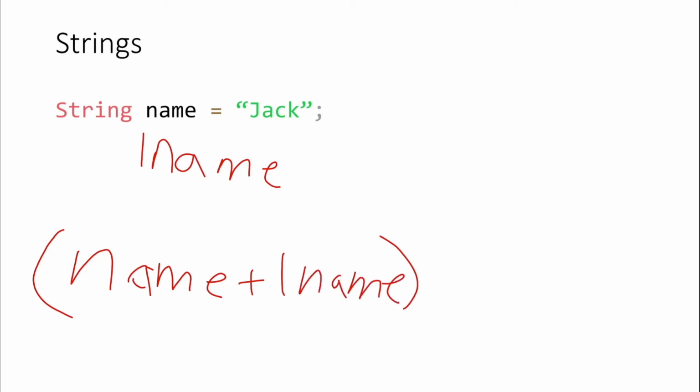The problem with this is that it would print Jack and then Johnson, but there wouldn't be any space because none of them have spaces. So instead of this, you can write plus and a string that doesn't have anything, just a space, and then another plus, so that there's a space between them.